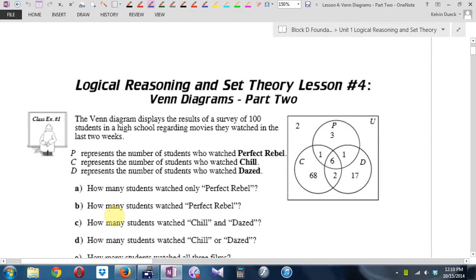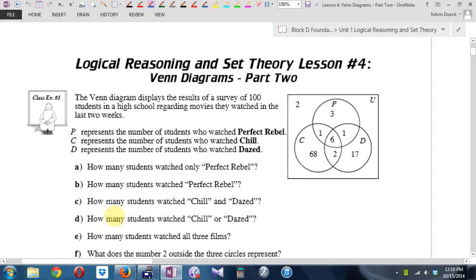So part 2. This Venn diagram displays the results of a survey of 100 students. By the way, what that means is if I added up every one of these numbers, what would it add to? 100. Okay? Regarding movies they watched in the past 2 weeks. So the kids in group P watched Perfect Rebel. The kids in group C watched Chill.